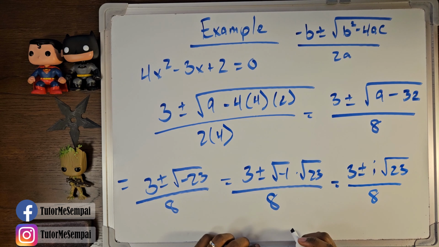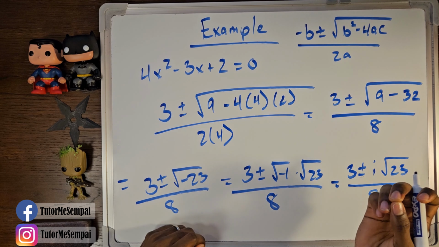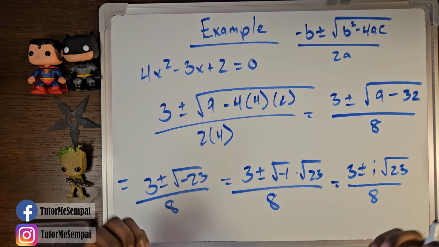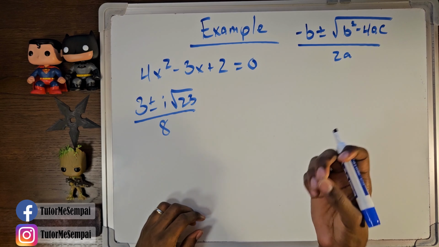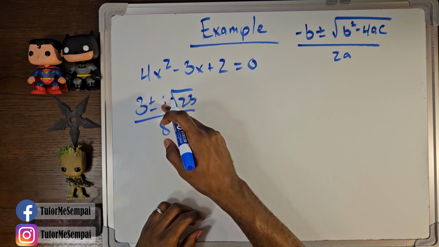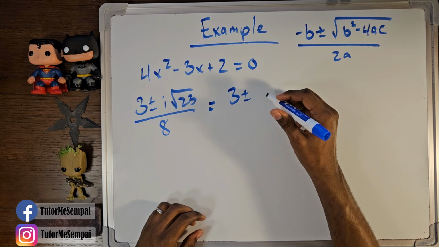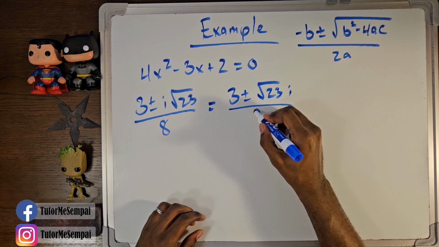Now technically you can stop here, but let's say we want to go a little bit further just to make sure our answer looks like complex numbers. So here we have our answer. The first thing I want to do to make it look like a complex number is let's rearrange this i, right? So instead of having i up front, we're going to write this as 3 plus or minus the square root of 23 i all over 8.